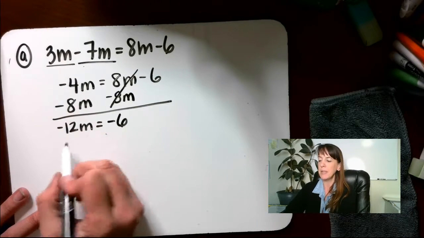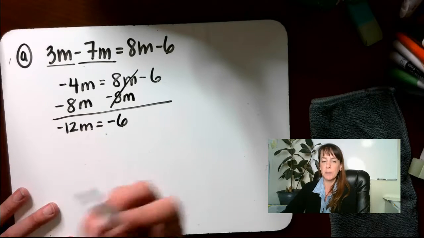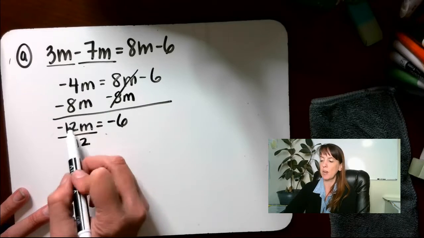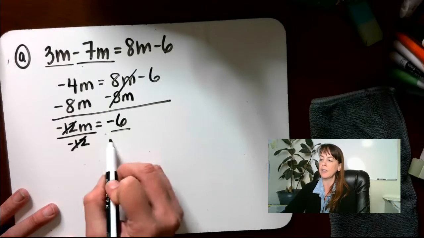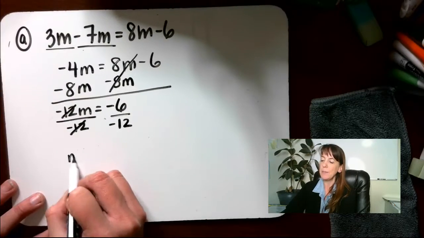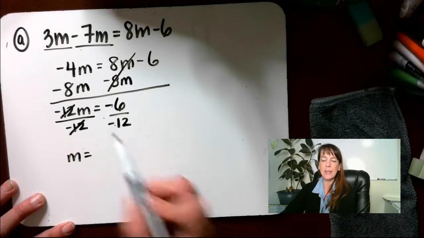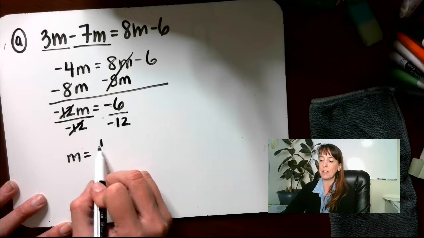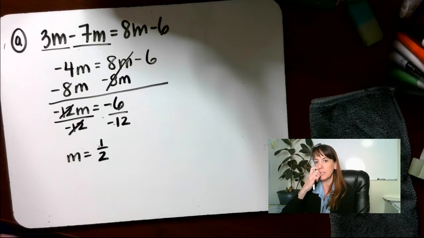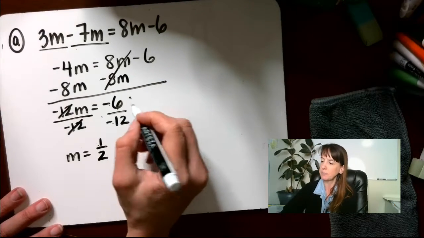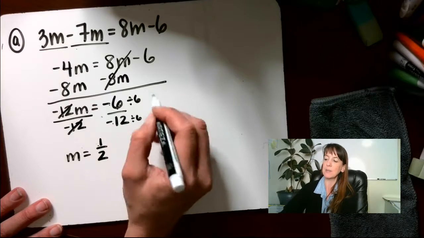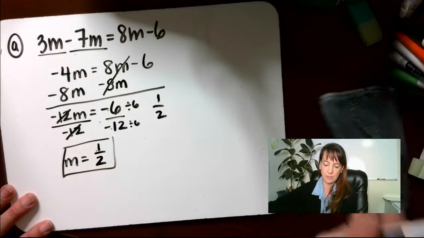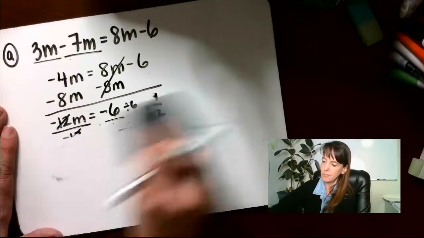Negative 12 times m, we're multiplying, and the opposite of multiply is divide. So divide by negative 12. What I do to one side, I have to do to the other, negative 12. So m equals a negative divided by a negative is a positive, 6 over 12. Well, 6 is just half of 12, right? So this would reduce down. If I divide this by 6 and divide this by 6, I would get 1 over 2, okay? So our answer is m equals 1/2. Let's go ahead and try B.